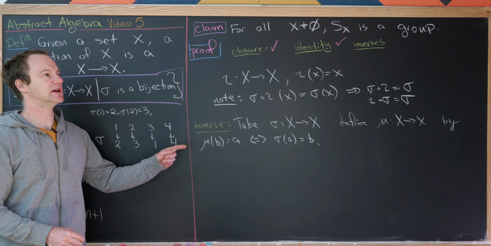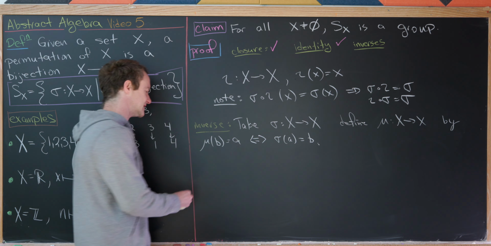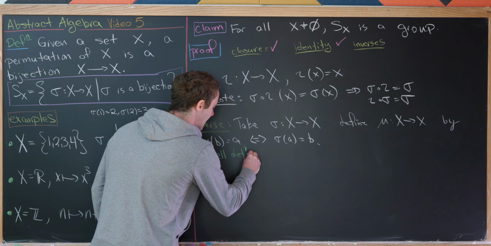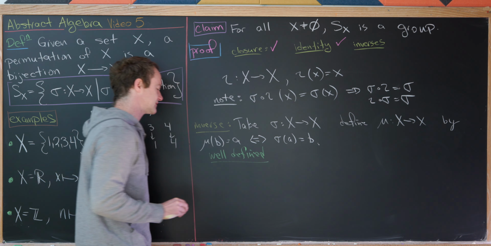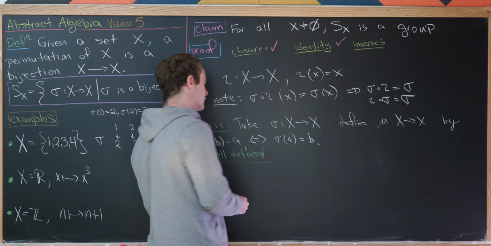And now whenever you're making this sort of definition, you need to check that it's well defined. Because indeed, if our function is not surjective or not injective, then this may not make any sense. But the fact that it's bijective means that we can indeed do this. So like I said, we need to show that this thing is well defined. So what does that mean?